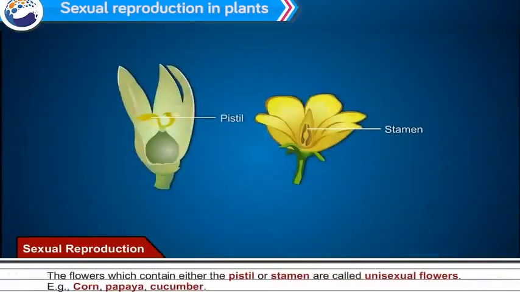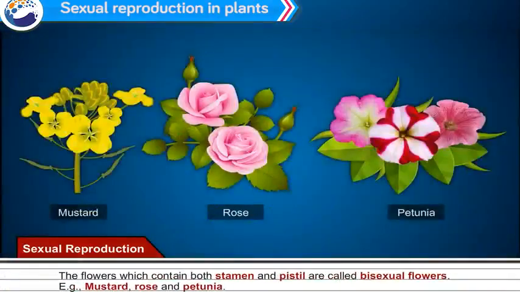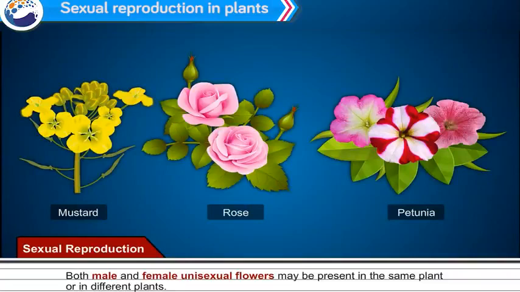The flowers which contain either the pistil or stamen are called unisexual flowers. Example: corn, papaya, cucumber. The flowers which contain both stamen and pistil are called bisexual flowers. Example: mustard, rose, and petunia. Both male and female unisexual flowers may be present in the same plant or in different plants.